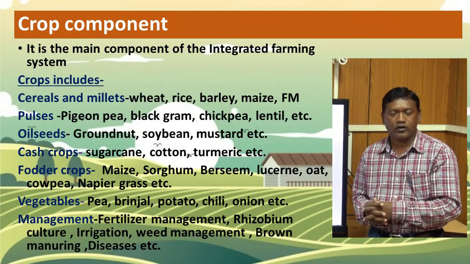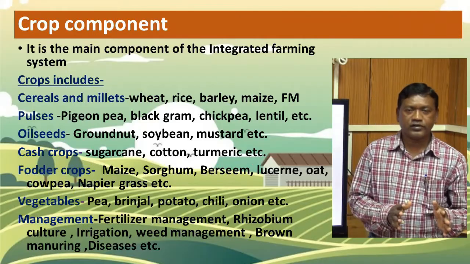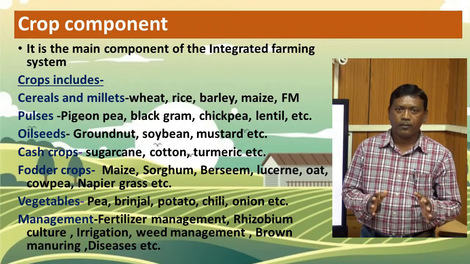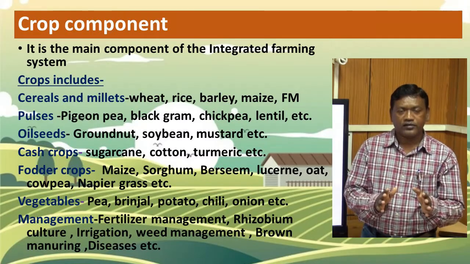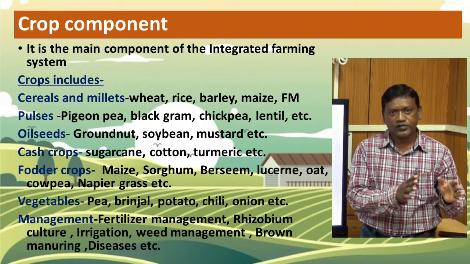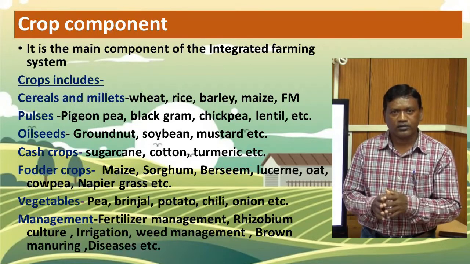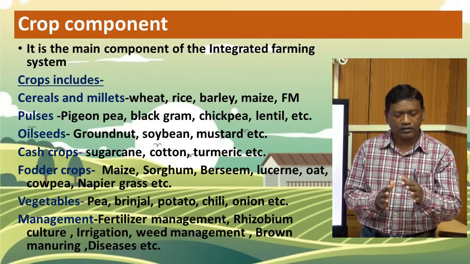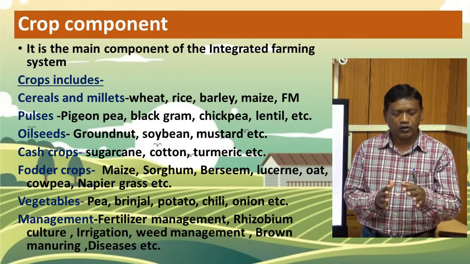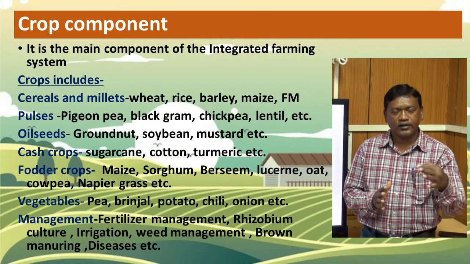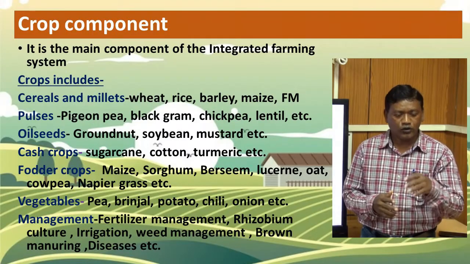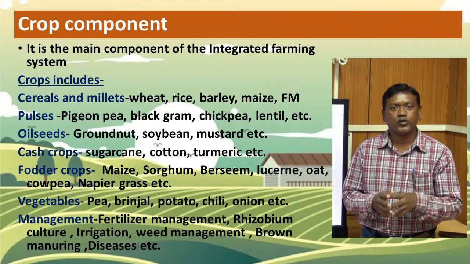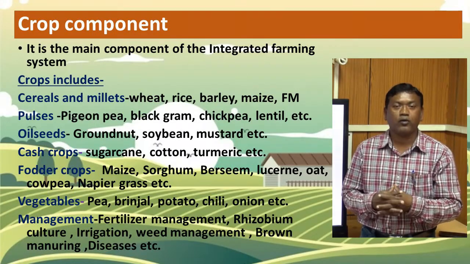Next is brown manuring. Brown manuring is very important. It is the system where, in direct seeded rice, the dhaincha and rice crops are grown together, in the same land. After 20 to 25 or 30 days, you kill the dhaincha crop by applying 2,4-D. After applying 2,4-D, the dhaincha crop's color changes into brown. That's why it is called brown manuring.